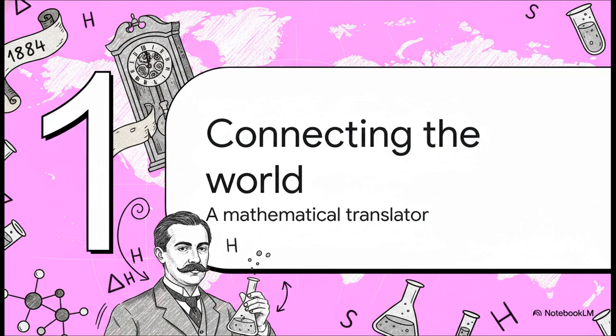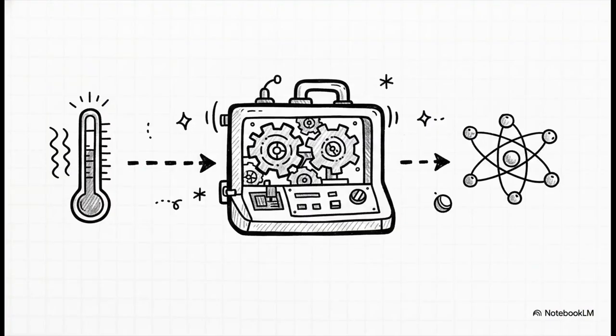Section 1. The equation connecting the world. To really set the stage here, we actually have to travel way back to 1884. That's when a brilliant Dutch chemist named Jacobus Henricus van 't Hoff published a monumental piece of work that gave us this exact equation. You can think of it like a mathematical translator. It perfectly translates the macroscopic, big-picture world of heat exchange down into the microscopic world of molecular bonds.